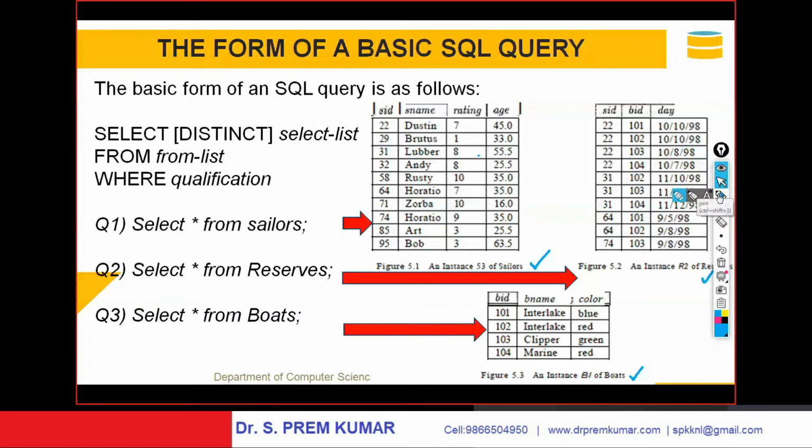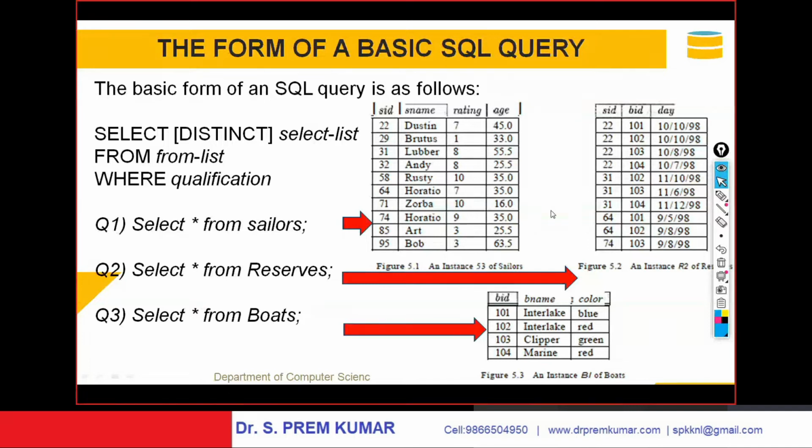Select asterisk from sailors means you will get the complete data, all columns of sailors. Select asterisk from reserves, you will get all columns of the reserves table. Select asterisk from boats, you will get all columns from the boats table. The complete data of these tables will be listed out.